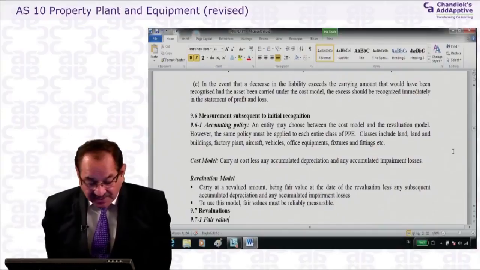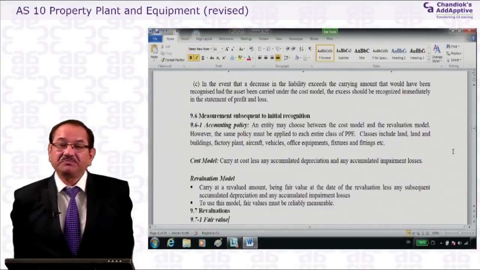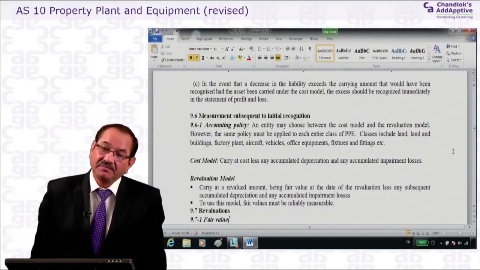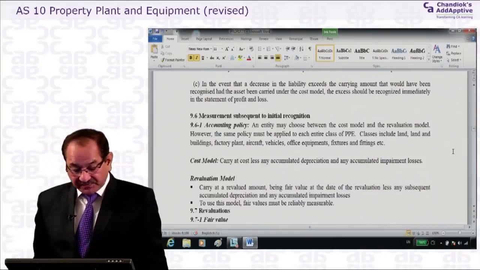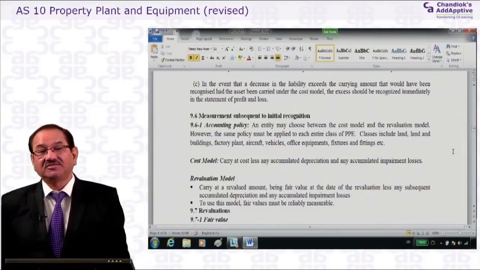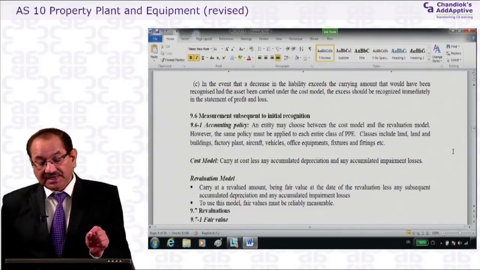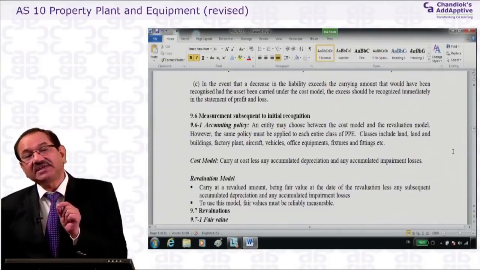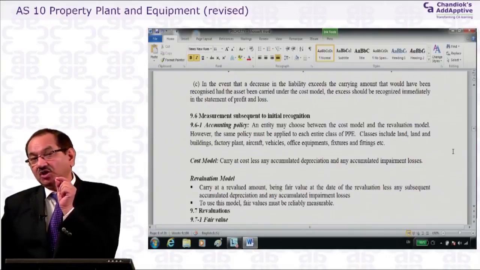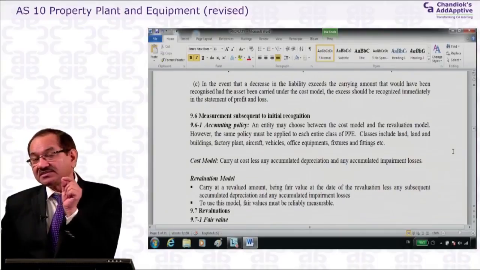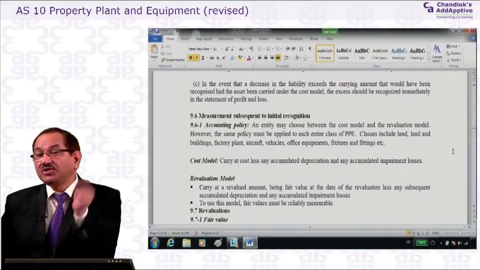So in case of a revaluation model, what will be the principle of carrying in the balance sheet? That I said: carry at the revalued amount, being fair value at the date of revaluation, less any subsequent accumulated depreciation. The word is subsequent accumulated depreciation, not the accumulated depreciation. Subsequent to the revaluations.